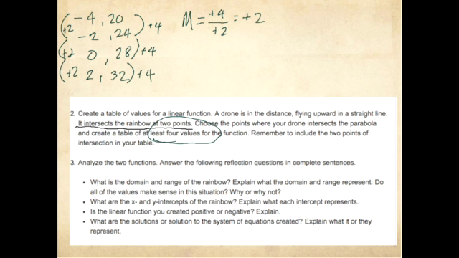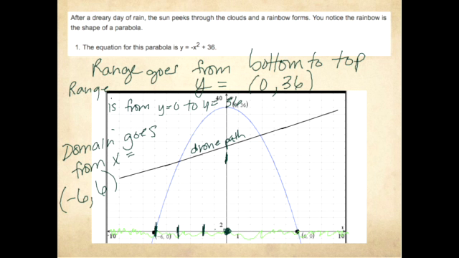Okay. What are the X and Y intercepts? I think you know this also. The X-intercept, it's pretty simple. X-intercept right here, (-6, 0). The other X-intercept right here, (6, 0). And the Y-intercept right here, (0, 36). And if it wanted the Y-intercept for the drone, well, we figured it out. I think it was (0, 28).